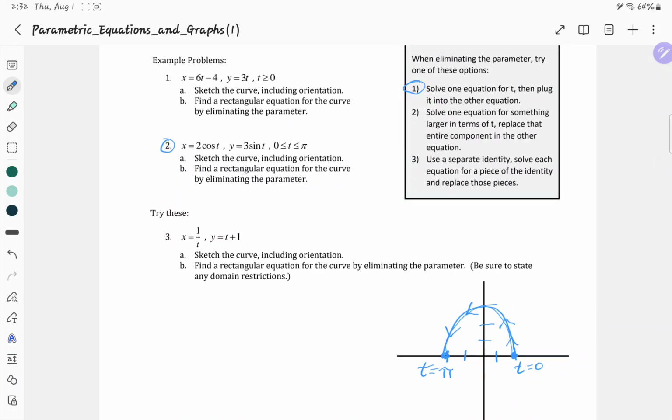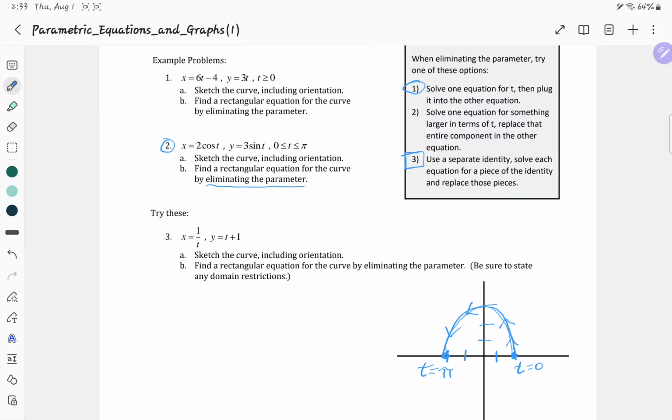And then we want to eliminate the parameter. So this is one where we're going to use a technique like this number 3. I'm going to think of this as x is 2 cosine t. I can get rid of the 2 if I divide both sides by 2. Y is 3 sine t. You can get rid of the 3 if I divide both sides by 3.